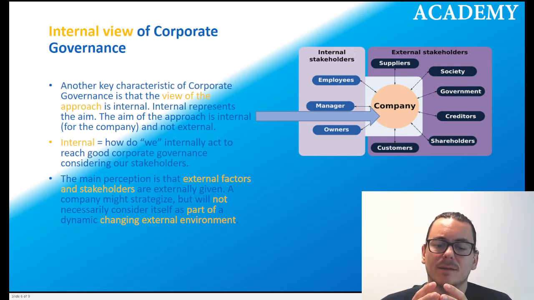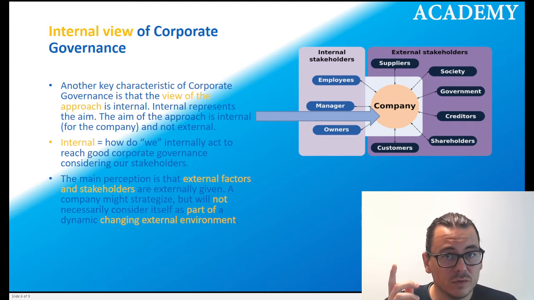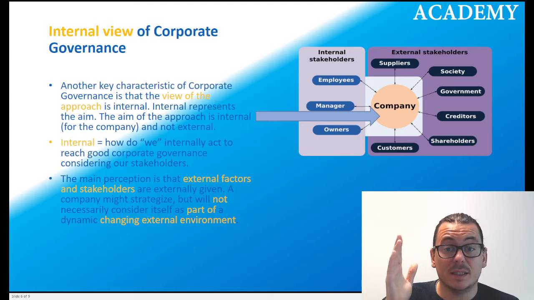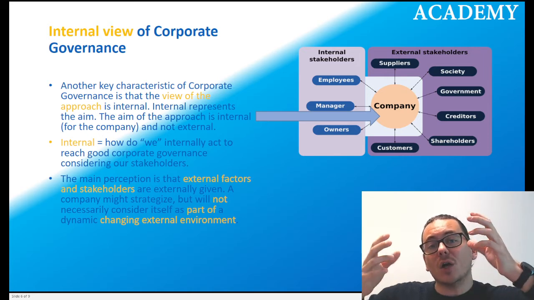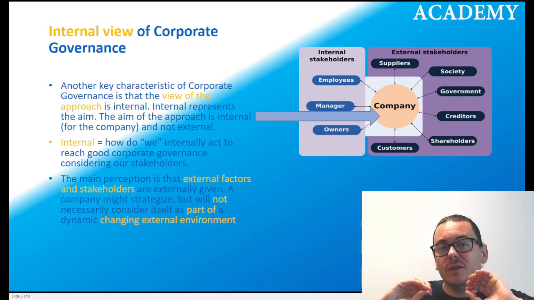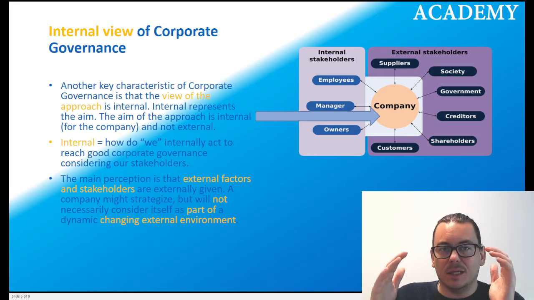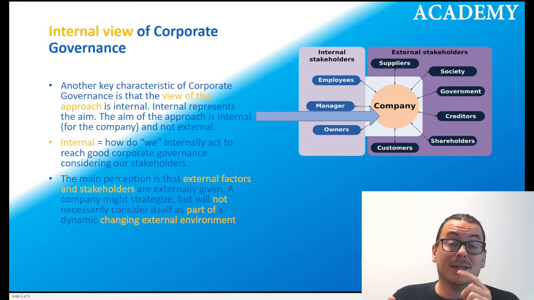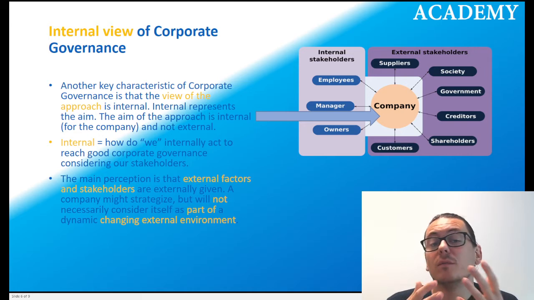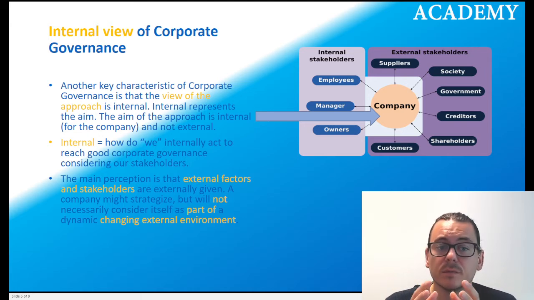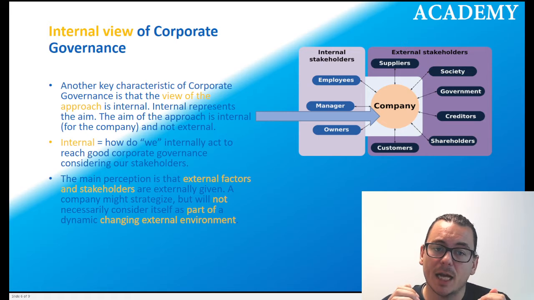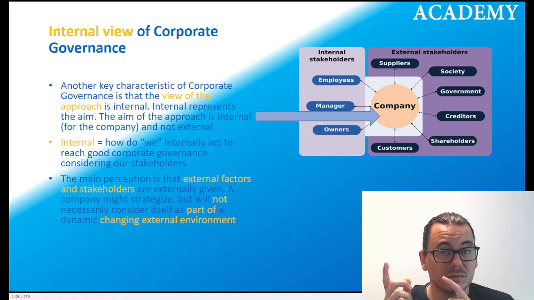Well, everything is for the company. It's not for some external aim. We might have external stakeholders with requirements or want insights, transparency, etc. But the way that the company acts and secures governance structures and the way they want to optimize is in favor of the company itself. So we could, for example, I put out here: internal equals how do we internally act to reach good corporate governance considering our stakeholders.